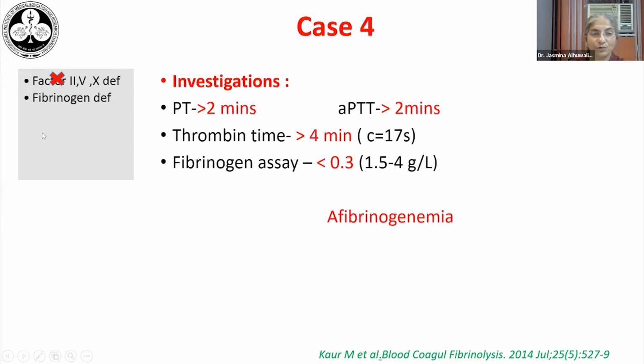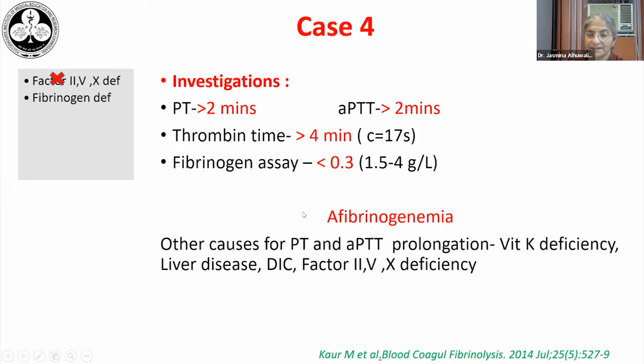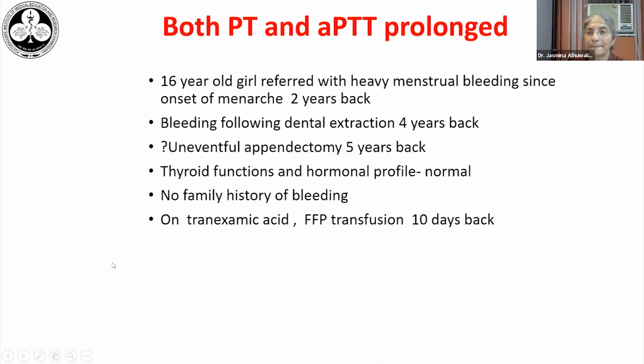In patients with factor 2, 5, and 10 deficiency, the thrombin time is usually not prolonged. The other causes of prolongation of PT and APTT I have already mentioned before when we were seeing the initial slides. Now let's look at another child. This was a 16-year-old girl who was referred with heavy menstrual bleeding since the onset of menarche 2 years back. She had history of bleeding following a dental extraction 4 years back, and there was history of an uneventful appendicectomy also 5 years back.